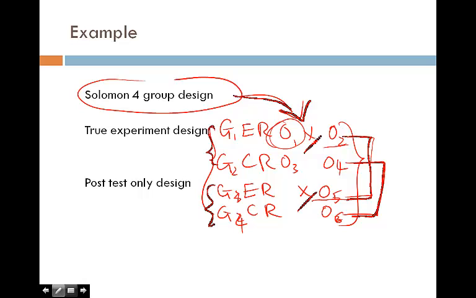The downside of the Solomon four-group design is that you need more people. Usually one condition is 15 people, and another 15 people, another 15 people, another 15 people. So we are talking about 60 people together. So this definitely needs more resources.